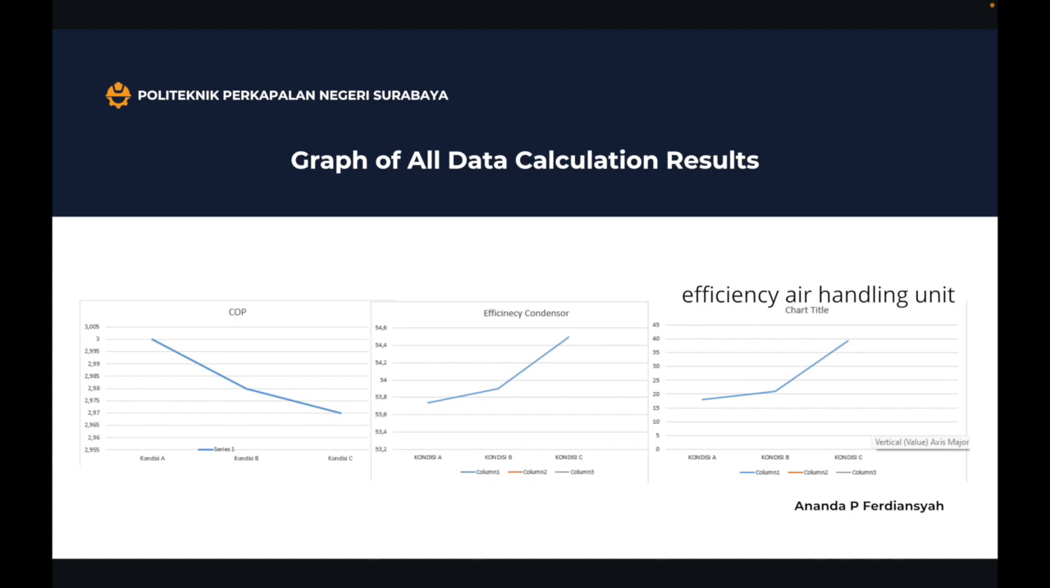And this is my data calculation table. And this is a graph of all data calculation results. There are the graphs here, where the leftmost one is the COP, in the middle is the condenser efficiency, and the rightmost one is the AHU efficiency.